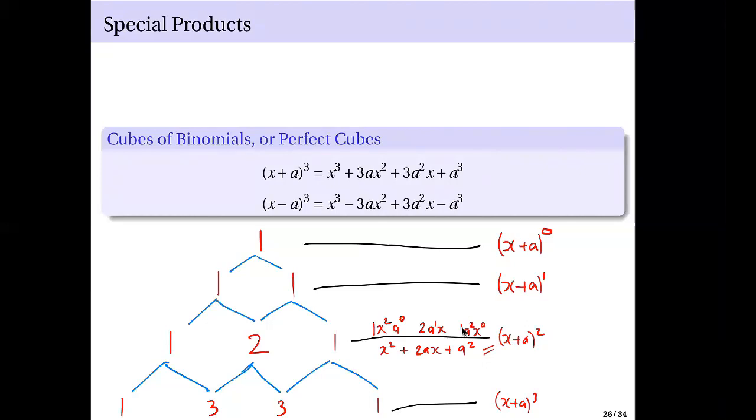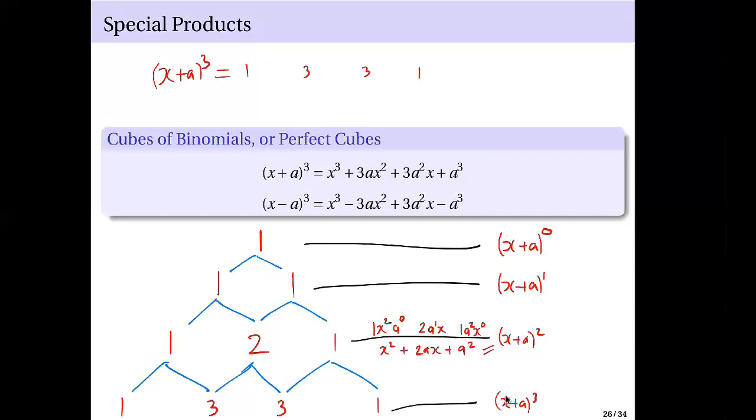Let us look at x plus a cubed. So this 1, 3, 3, 1, they represent the coefficients. So you have 1, and then 3, and then 3, and then 1.